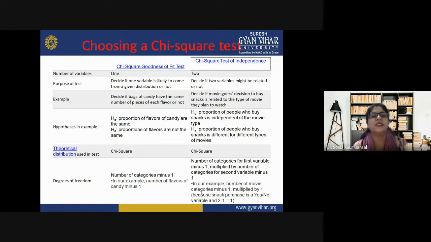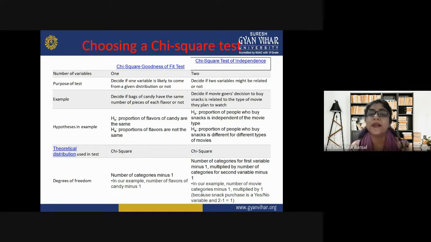So now just see that. Number of variables: if you have one variable, then you go for the chi-square goodness of fit test. If you have two variables, then you go for the chi-square test of independence. Clear, students? Now, second thing, the purpose of the test. To decide if one variable is likely to come from a given distribution or not, we are going to do the chi-square goodness of fit test. But if we decide if two variables might be related or not, then we are going to definitely use the chi-square test of independence.